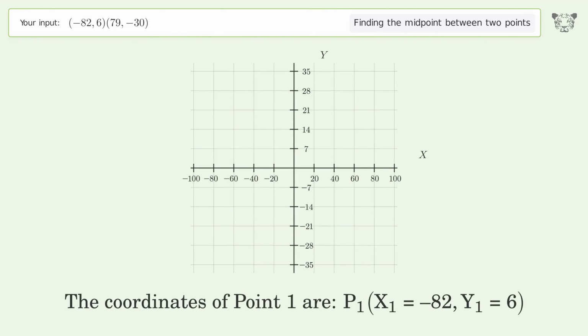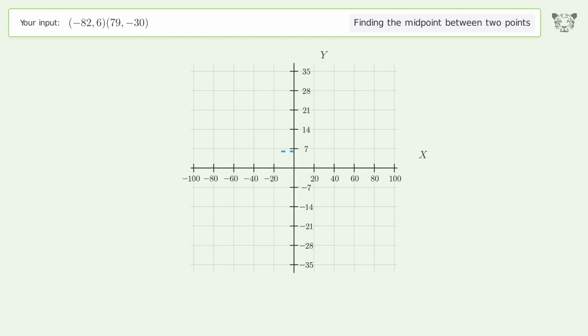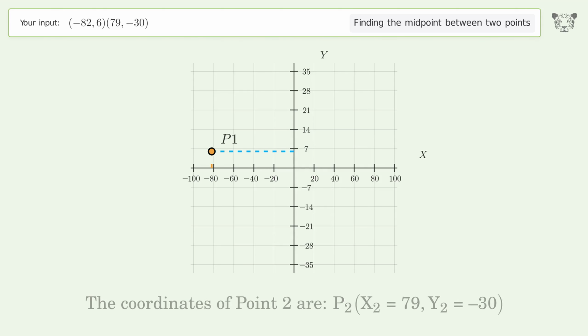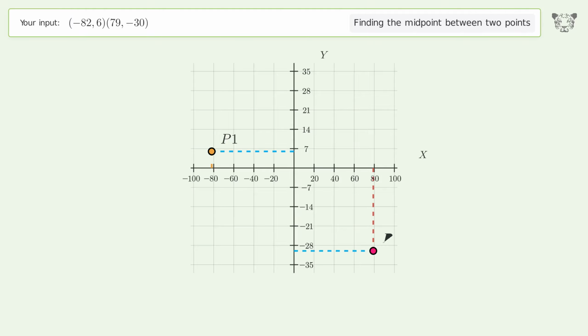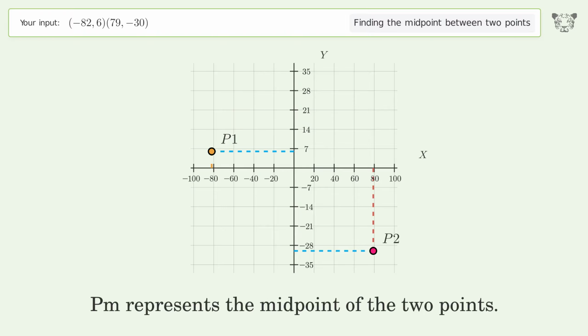The coordinates of point 1 are, x1 equals -82, y1 equals 6. The coordinates of point 2 are, x2 equals 79, y2 equals -30. PM represents the midpoint of the 2 points.